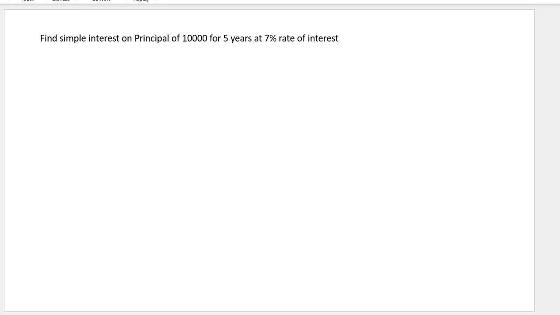Find simple interest on principal of 10,000 for 5 years at the rate of interest. Now, to solve any problem on simple interest, we need to know two formulas.